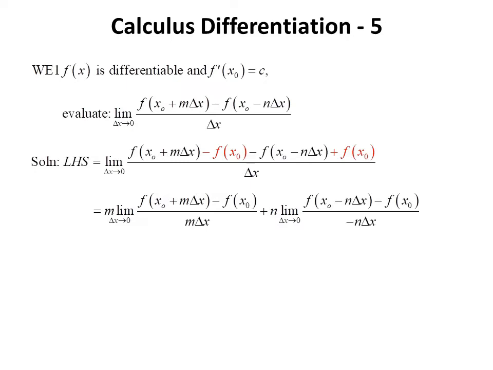which equals m times f prime of x naught plus n times f prime of x naught, which can be further simplified to (m plus n) times f prime of x naught. Hence, the limit equals (m plus n) times c.